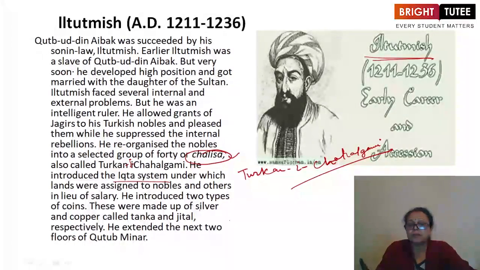That is also a very important achievement of this ruler. He introduced two types of coins. One was in silver, known as tanka, and the other was of copper, known as jittal. He extended the Qutub Minar by two floors. Qutbuddin Aibak started the construction of Qutub Minar, and the top two floors were added by Iltutmish.